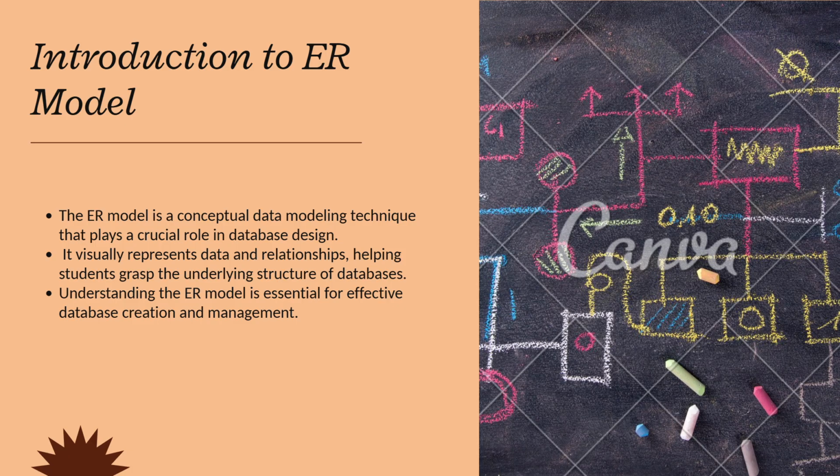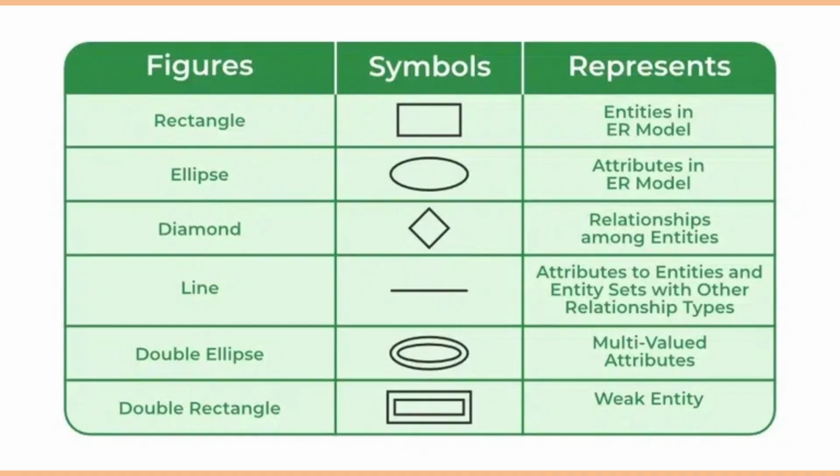This ER model consists of entities, attributes and relationships. This is the diagrammatic representation of entities. Entities are represented in a rectangle format, whereas attributes are represented in oval shape and relationships are represented in diamond shape.